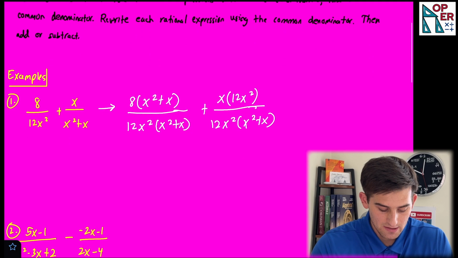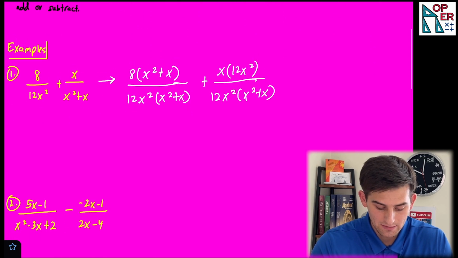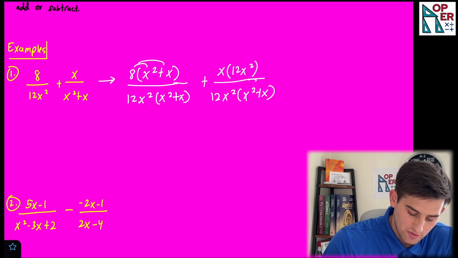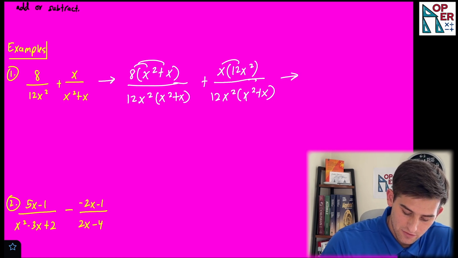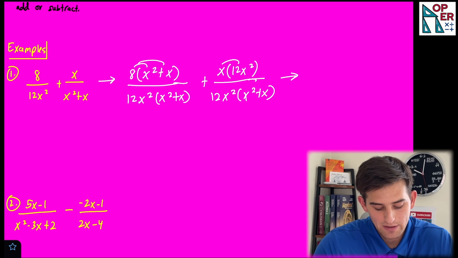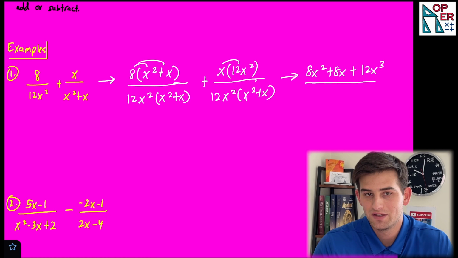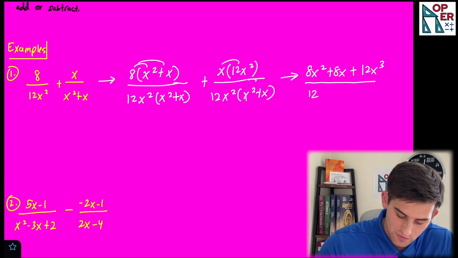So now let's take example number 1 and let's simplify what's in our numerator, okay? So let's distribute here and also here. So let's go this way one step. So we would have 8x squared plus 8x, and then we would have plus 12x cubed. Now at this point, let's just write it over the same denominator. So we have 12x squared times x squared plus x.